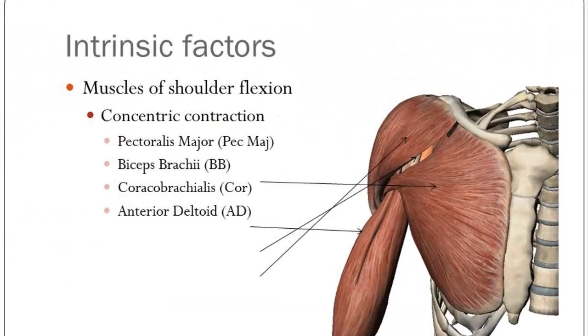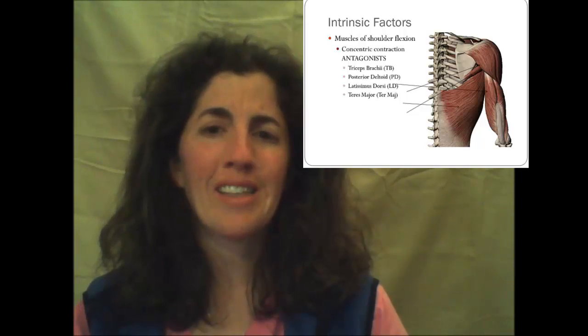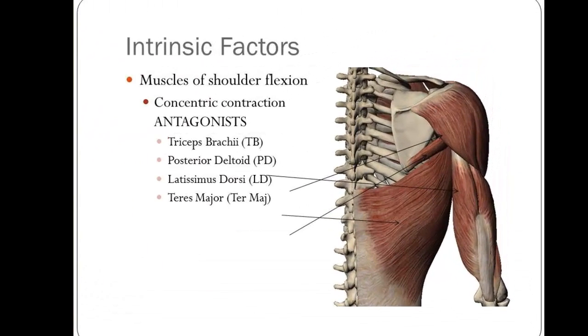The pectoralis major, biceps brachii, coracobrachialis, and anterior deltoid all directly contribute to the concentric contraction of shoulder flexion. The antagonistic muscles of shoulder flexion itself, which have to lengthen to allow this action to occur, are the triceps brachii, posterior deltoid, latissimus dorsi, and teres major.